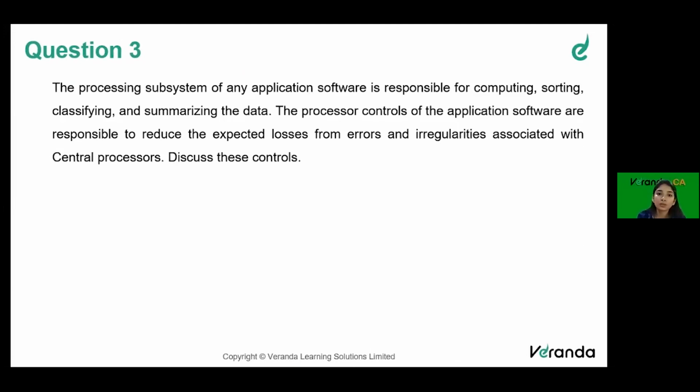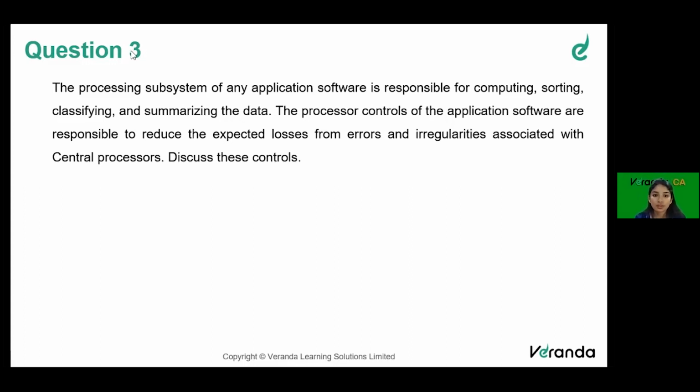The processing subsystem of any application software is responsible for computing, sorting, classifying, and summarizing the data. Take, for example, Ola or your Adobe Photoshop. So this application software, the processing subsystem, not the software itself, but the processing subsystem of the software, which means the brain of the software, is responsible for doing many activities. Okay, we know that. The processor controls of the application software are responsible to reduce the losses from errors and irregularities associated with the central processor.